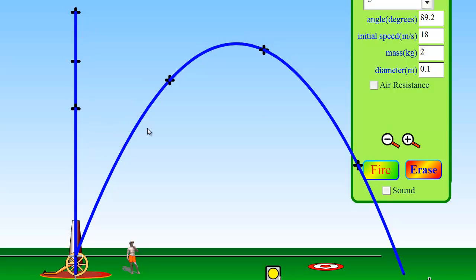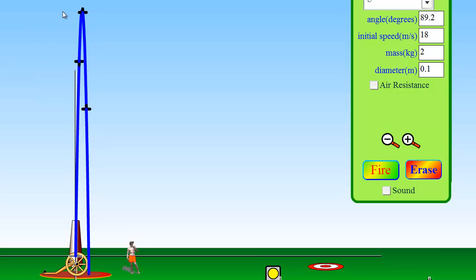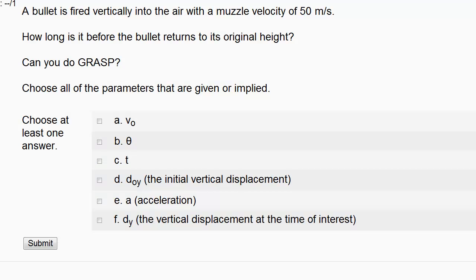Now, the first thing we're going to deal with is just this case where we have a vertical velocity, fire, because that's going to help us understand how range works. And so let's think about our GRASP table, G-R-A-S-P: given, required, analysis, solution, and paraphrase. So what things are given in this kind of question?